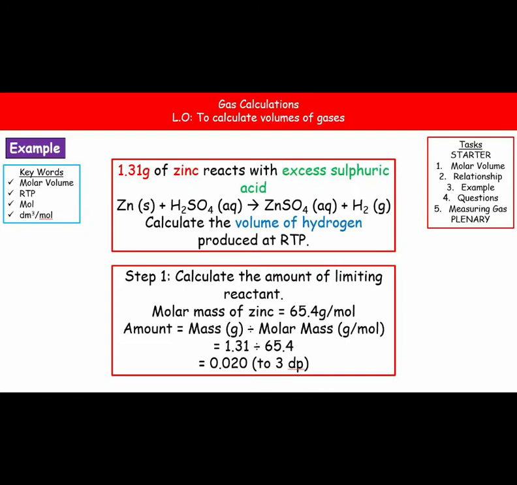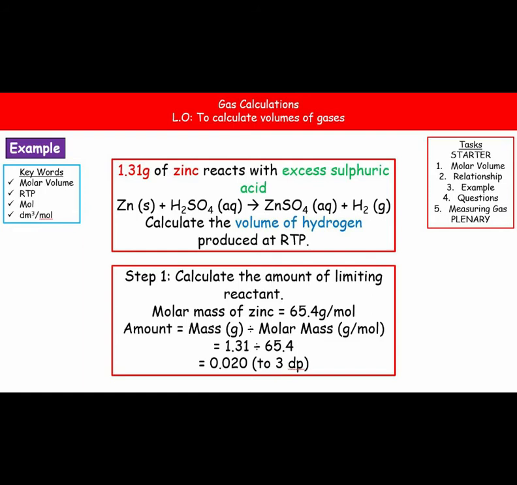So what we need to do is get our periodic tables out, and the first thing we need to do is look up the molar mass of zinc from the periodic table. And we'll find that it's 65.4. So that gives us our molar mass of zinc, 65.4 grams per mole.